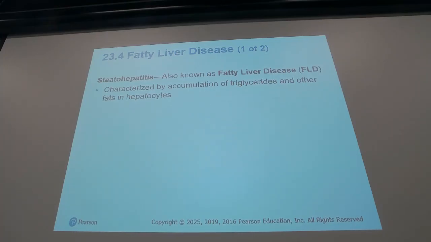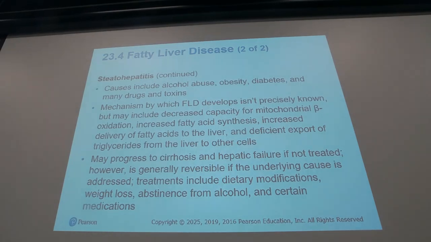Now, sometimes we have deposit of fatty acids or adipose tissue into the liver, and this is called fatty liver disease or steatohepatitis. This is accumulation of triglycerides and other fats in the hepatocytes, and it can result because you saturate these other enzymes that are used to transaminate these proteins. You saturate them and you damage them with alcohol molecules.